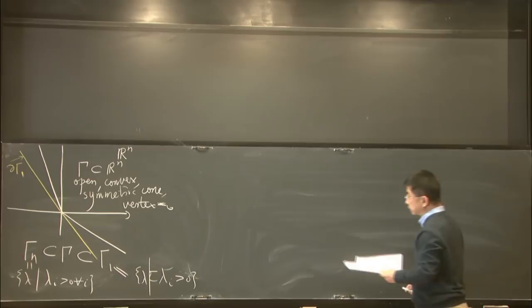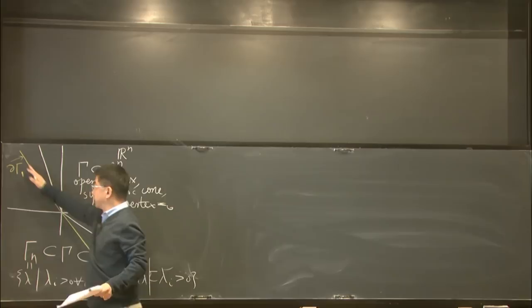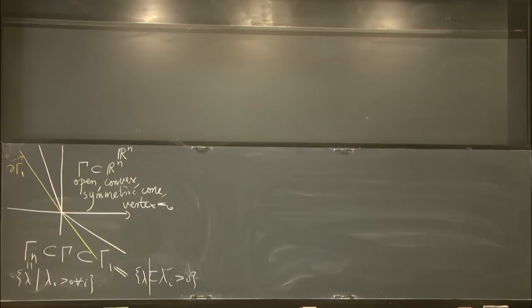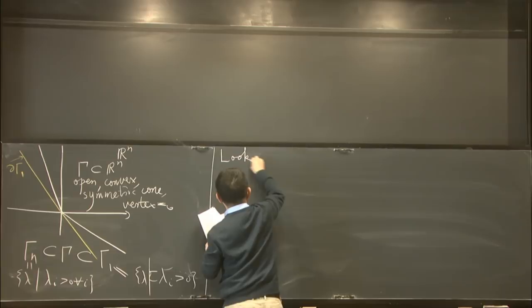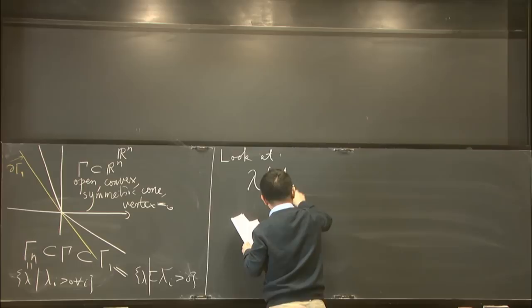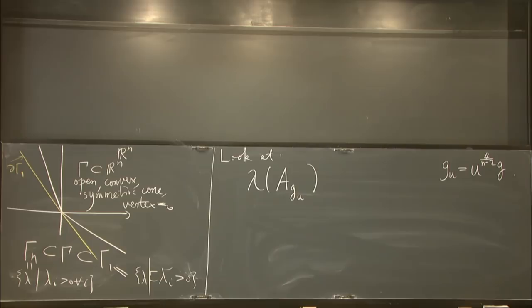So here, R_g equal to 0 is the same as saying the eigenvalues belong to the boundary of gamma 1. Because we are taking the trace, then the trace should belong here. So we'll be looking at an equation more general than that. We look at a conformal metric. So here g_u, we write as u to this power times g. So we start from a background metric g. We look at conformal metrics. And then we look at the equation.